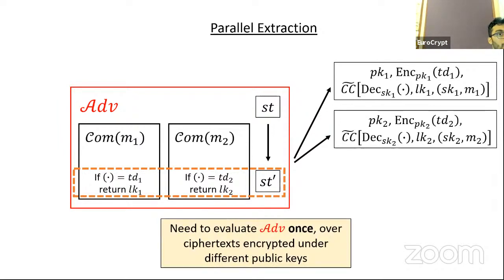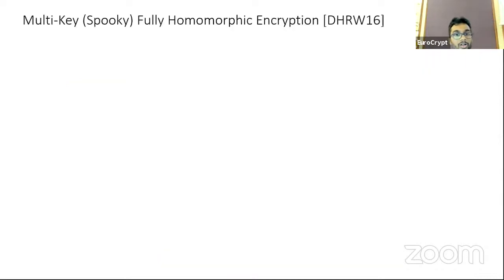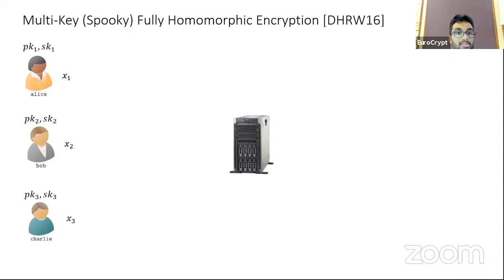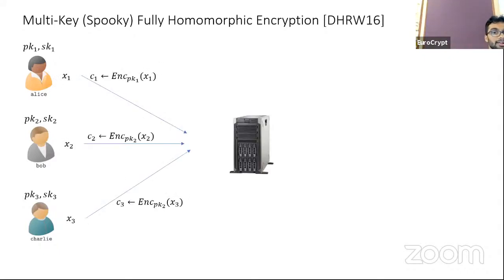So it's unclear how to do this homomorphic evaluation in one shot. So we note that there is this notion of multi-key FHE in the literature, which is a natural generalization of single client FHE. Now here we have multiple clients, each with their public secret key pairs and their inputs. They can encrypt these inputs using their public key, send it to the server.